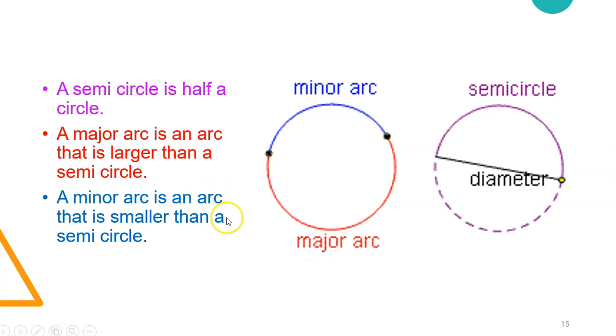And a minor arc is an arc that is smaller than a semicircle. So this blue colored arc, this is smaller than a semicircle. Hence it is known as a minor arc.